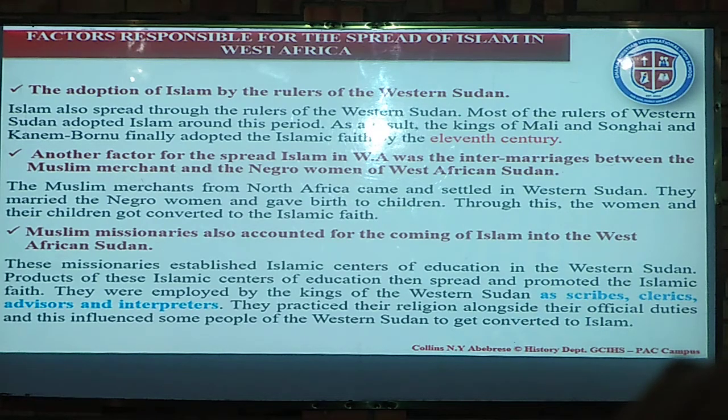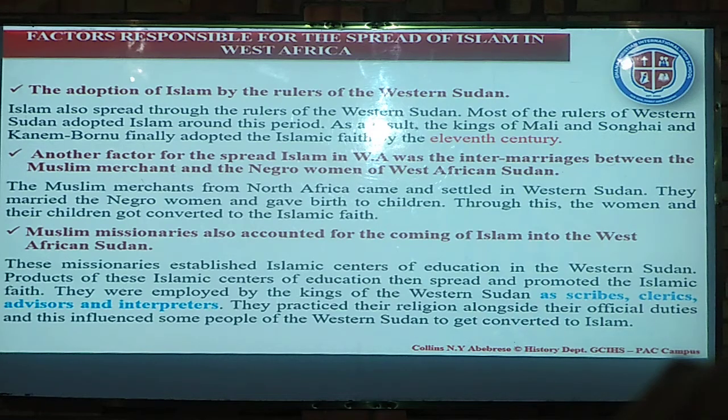The next one was that the Muslim missionaries also contributed to the coming of Islam into West Africa. These missionaries established Islamic centers of education in the Western Sudan, and products of these centers then spread and promoted the Islamic faith. They were employed by the kings of the Western Sudan as scribes, clerics, advisors, and interpreters, and they practiced their religion alongside their official duties. This influenced some people of the Western Sudan to also get converted to the Islamic faith.